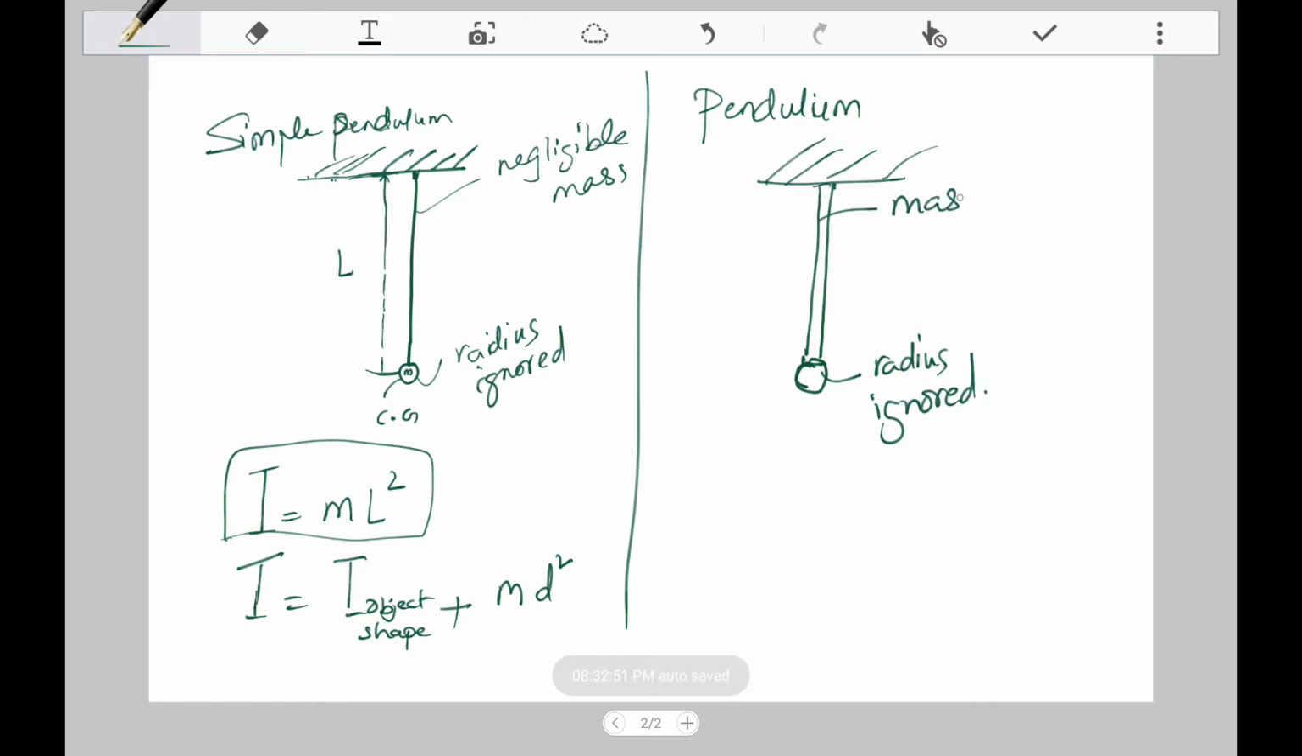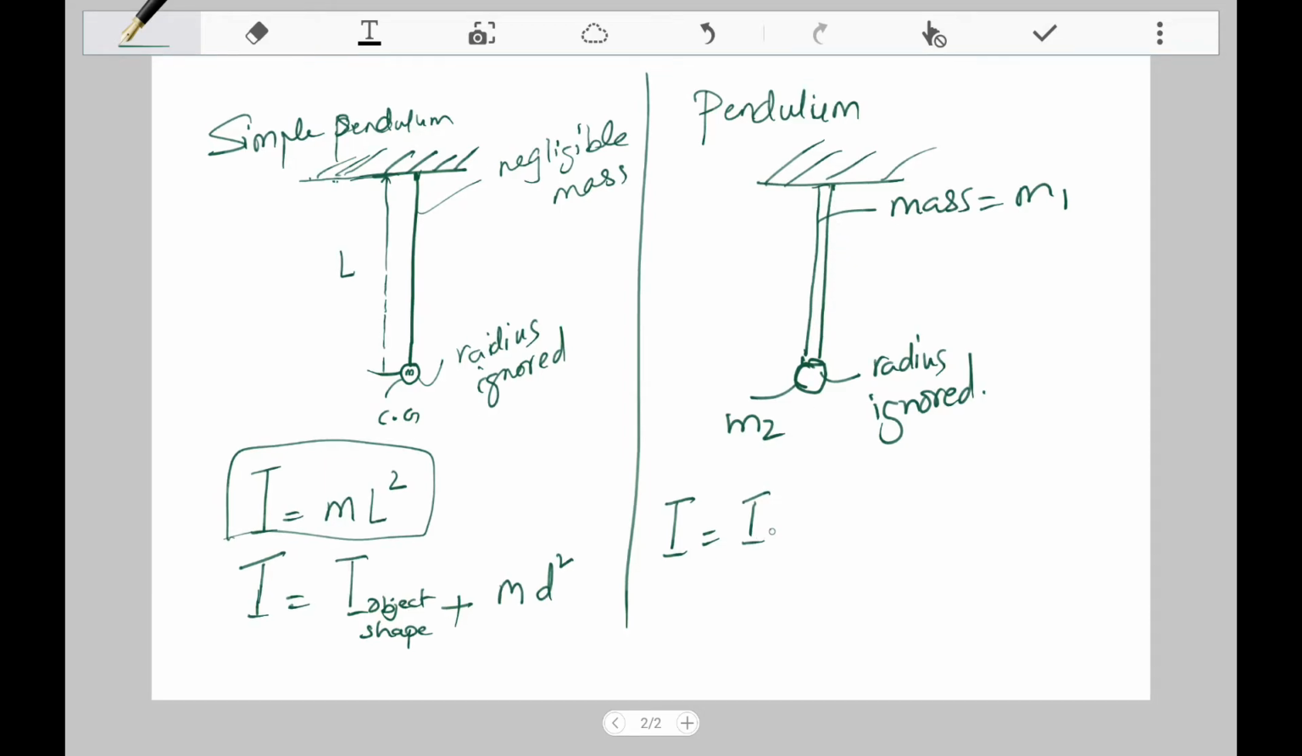So this is a mass m, and let's call this M1, this is M2. So we have a mass. What we're going to do here is, how many objects do you basically have? You've got this shape here, that's your rod, plus the parallel axis theorem for the rod.